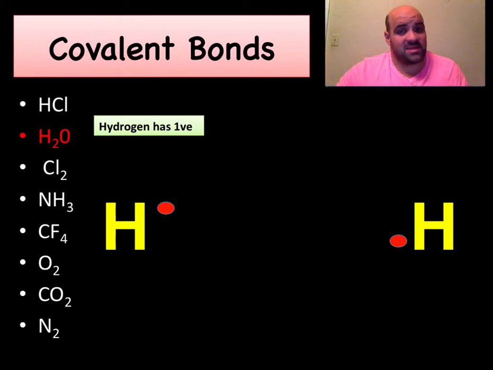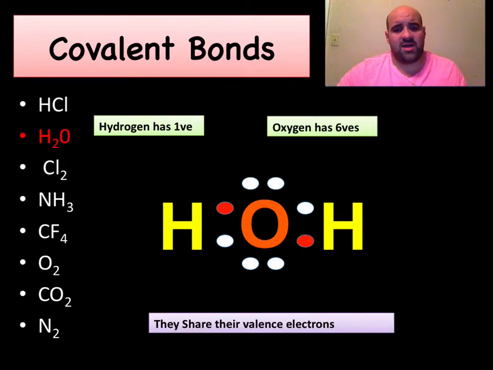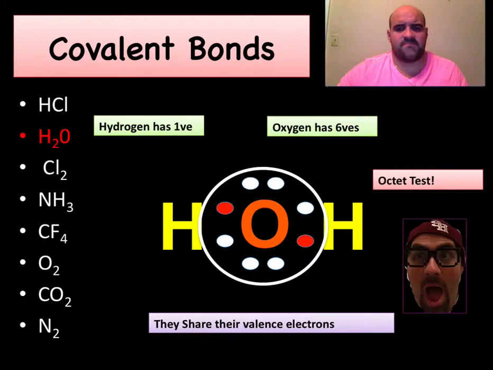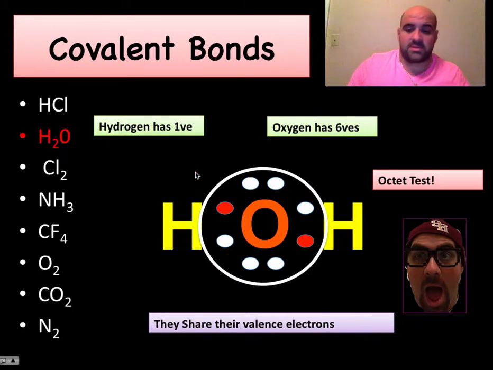Hydrogen has 1 valence electron, and we have 2 of them in water. Oxygen has 6. What happens when they come together? Boom, now oxygen has an octet. They're sharing their valence electrons, and the octet test is good. We could draw circles around each hydrogen, and each hydrogen has 2 valence electrons throughout the sharing, so that works.